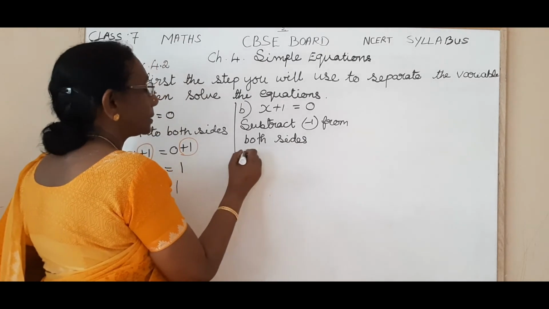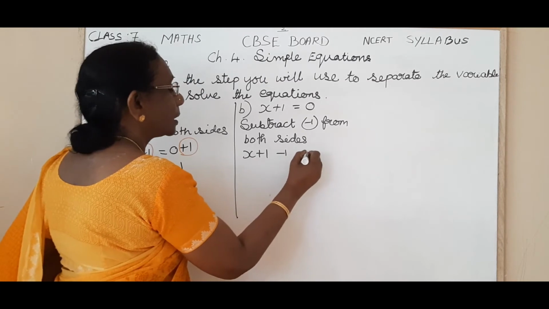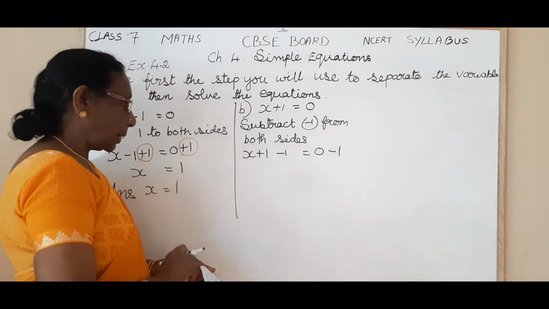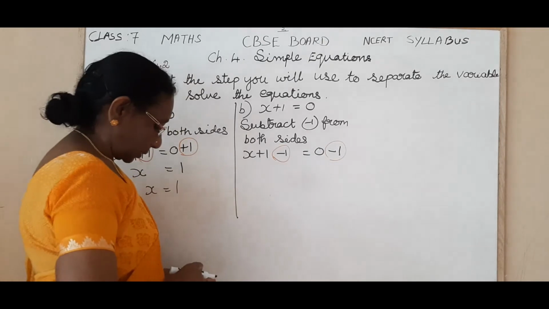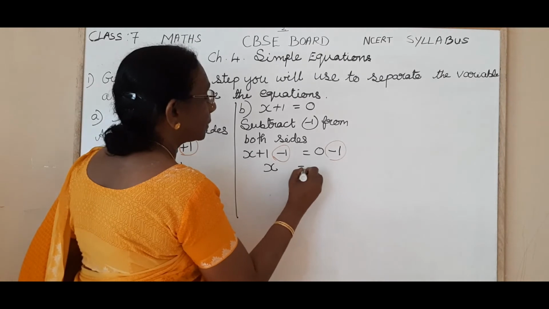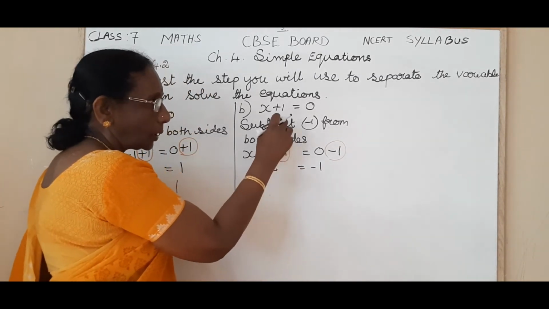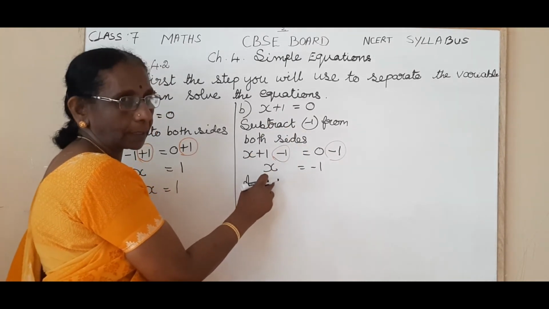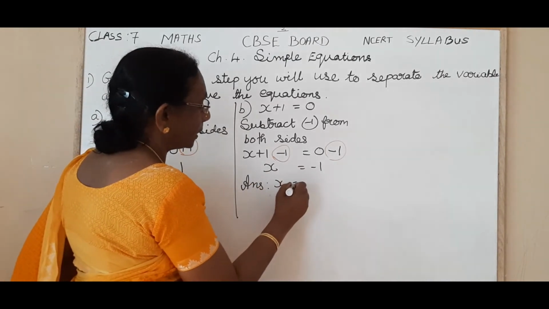So what do you get? X plus 1 minus 1 is equal to 0 minus 1. The same number is subtracted on both sides. So 1 minus 1, 0. So x is equal to minus 1. The answer, so we have solved. This is the first step. Using the first step, we have solved the equation. That means we have calculated the value of x is equal to minus 1.